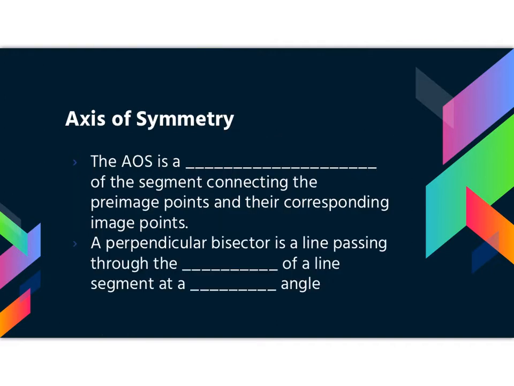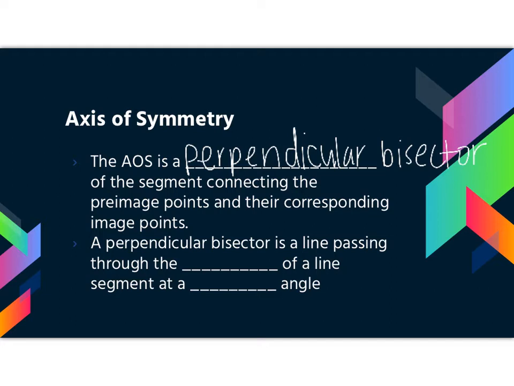The axis of symmetry is a perpendicular bisector of the segment connecting the pre-image points and their corresponding image points. The symbol for perpendicular is this line, and I just often use a perpendicular bisector symbol like this because bisect means you're cutting it in half, so that's a symbol that I use.